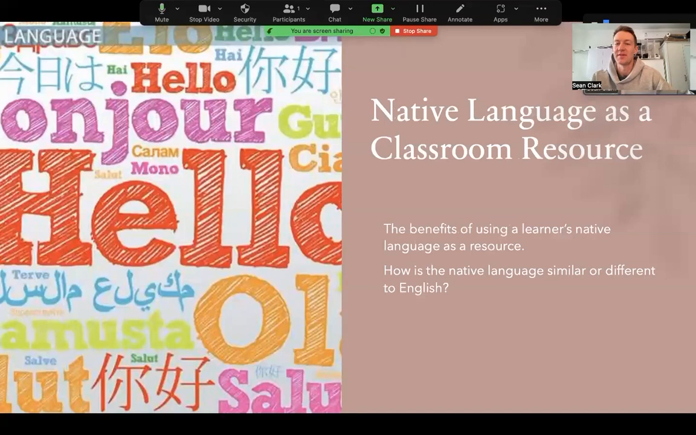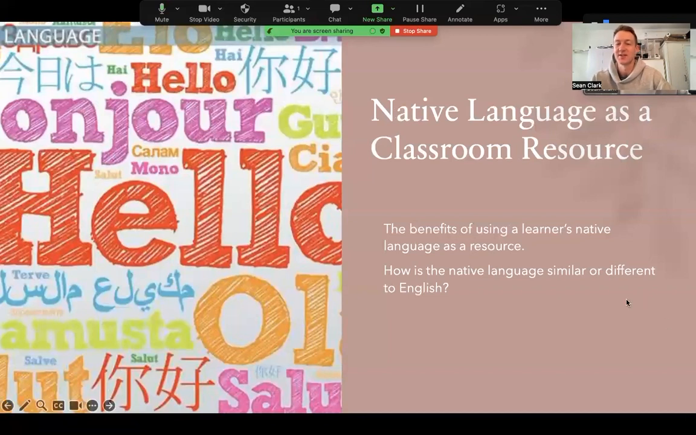Next, I want to talk about native language as a classroom resource. A lot of research has shown that there are a lot of benefits of using a learner's native language as a resource. So, quote, "there is undeniable and growing evidence that the home language of ELLs is of considerable benefit to their overall academic success." And research and evidence has shown that students with strong reading skills in their native language will also have strong reading skills in their second language.